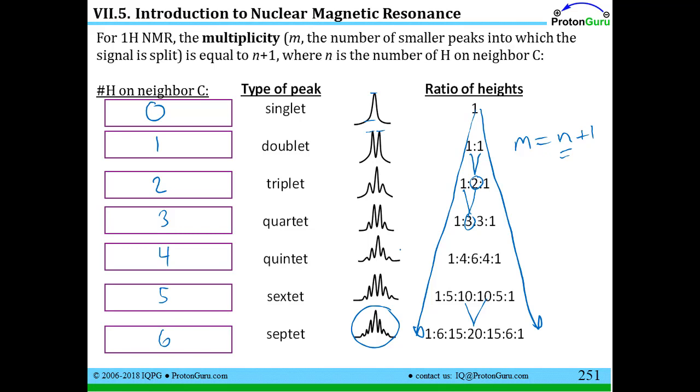With these basics about nuclear magnetic resonance spectrometry in mind, we're going to explore in more detail proton and carbon NMR spectra specifically.